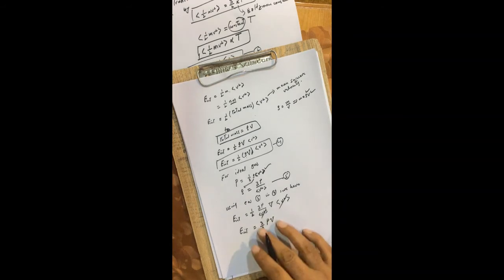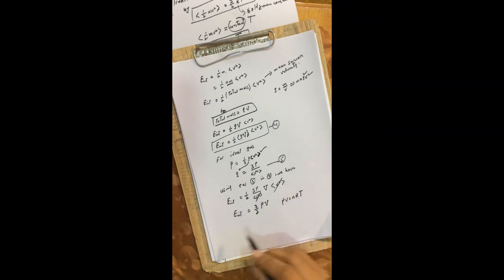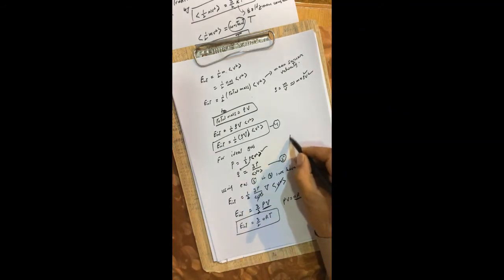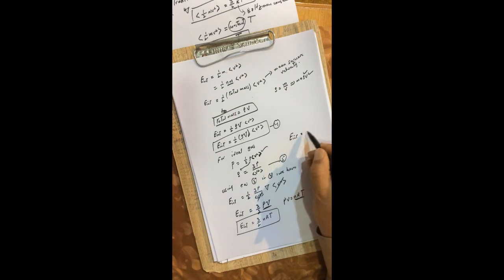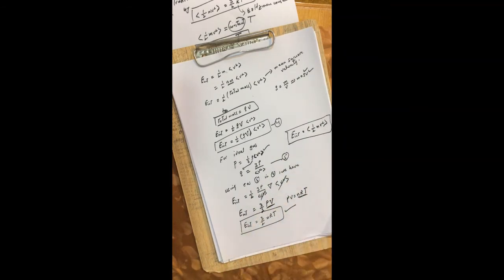But we know that PV is equal to nRT, so the internal energy is equal to 3 over 2 nRT. I'll replace this PV by this relation nRT. This is one form of the internal energy. So we know the internal energy is basically the average translational kinetic energy, which is 1 over 2 mv square. One relation for the internal energy was this one, and we have another relation which is given by this one.